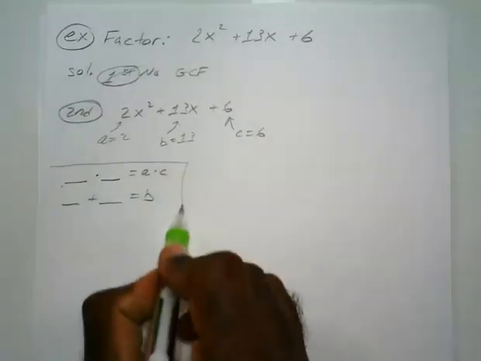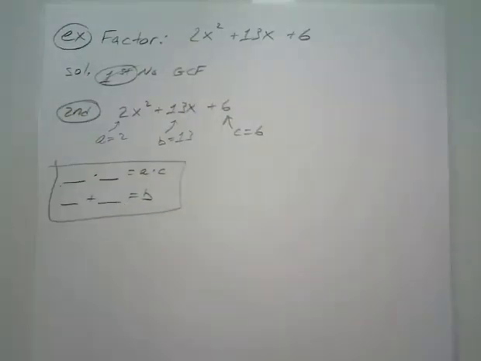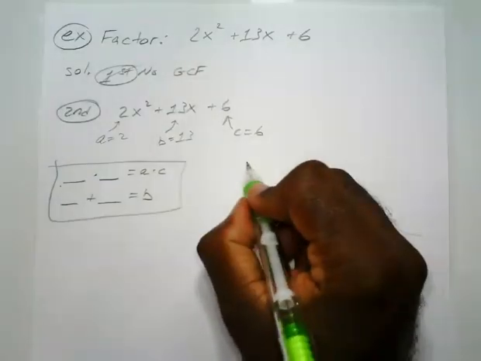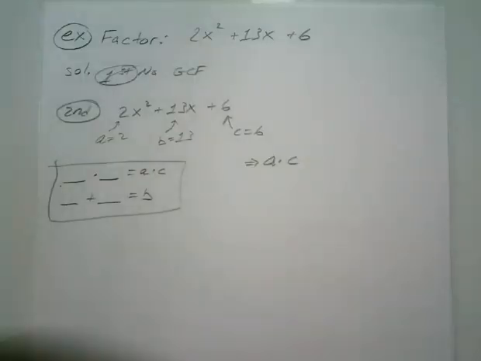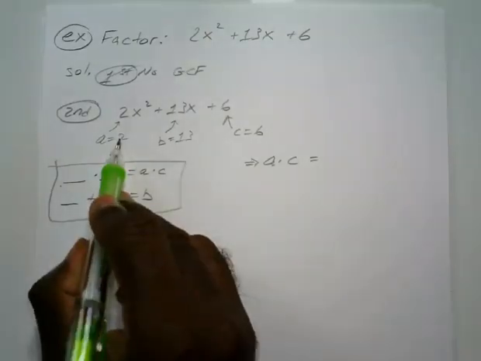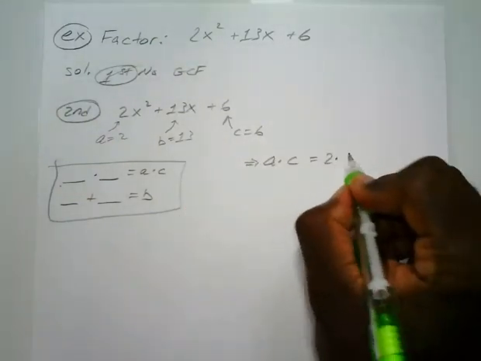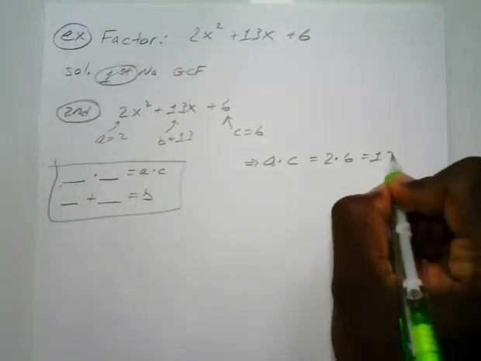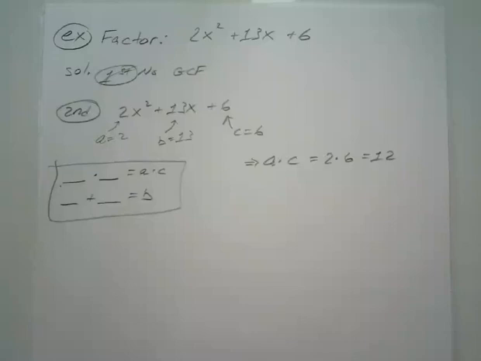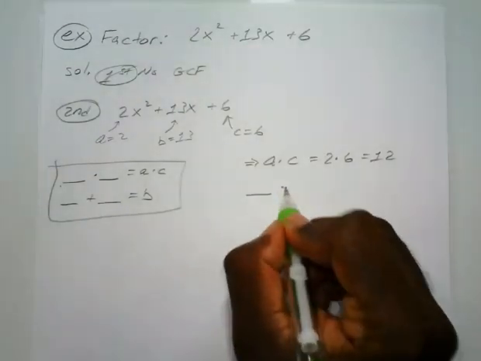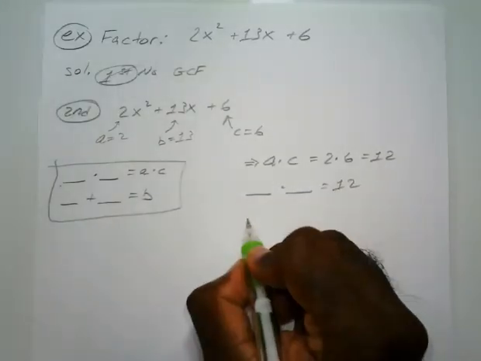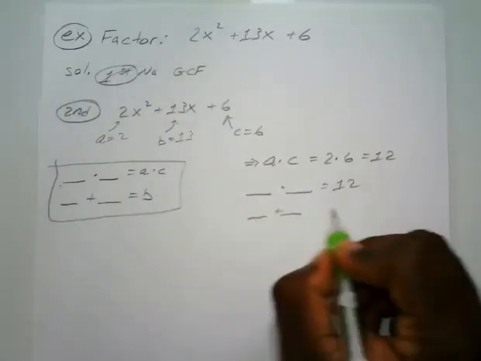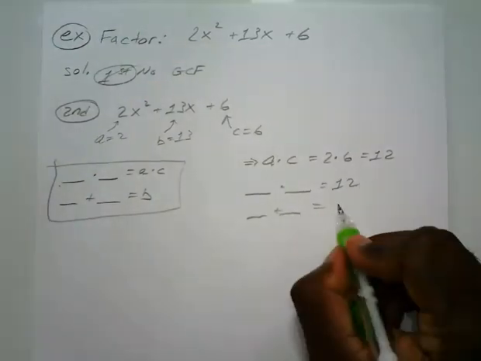Okay, and I'll just draw a little square around that. That's sort of just a reminder. So the first thing you have to do is find your a times c. A times c is equal to 2 times 6, which is 12. Okay, so we found our a times c. So that means we have to find two numbers that multiply to equal 12, and those same two numbers add to equal b, which is 13.